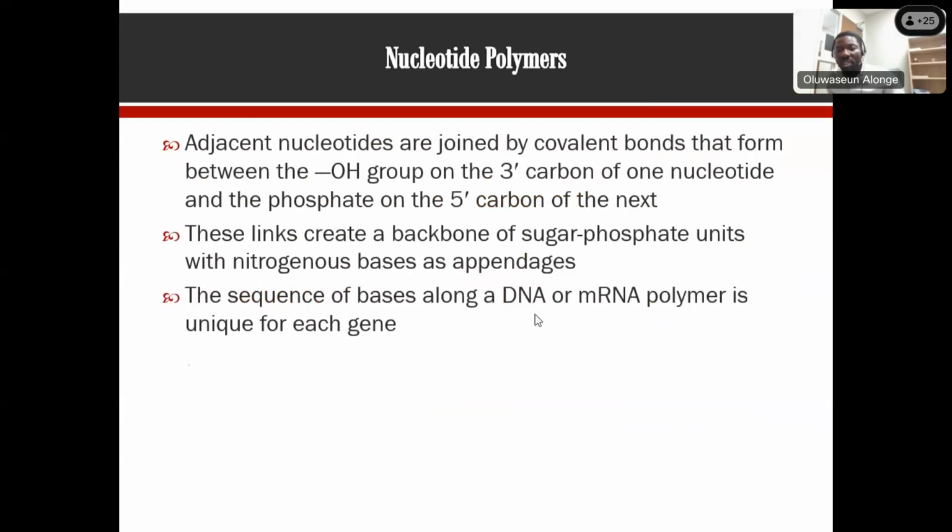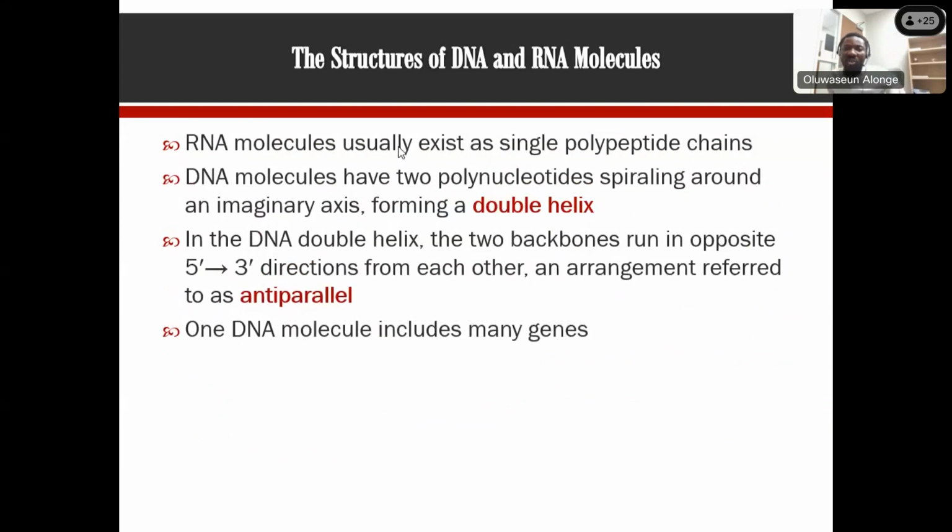the sequence of bases along a DNA or mRNA polymer is unique for each gene. All right, now if you look at this, RNA molecules usually exist as single-stranded, as I told you, whereas DNA is usually double-stranded, and we call it a double helix. We say it is a double helical structure. Then in the DNA double helix, the two backbones run in opposite directions, which is what I was saying earlier. We say that they are anti-parallel.